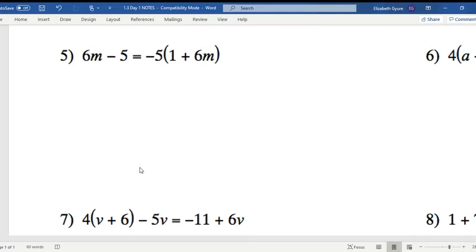All right, number 5. Now this one, what's a little different here? Right, we have to distribute. Good. So let's do that first. So we're going to distribute our negative 5. And if you want, do we need to mess with anything on the left yet? No, so if you want, just drop that down. 6m minus 5. We can't do anything yet. Drop it down. Now we're going to distribute our negative 5.